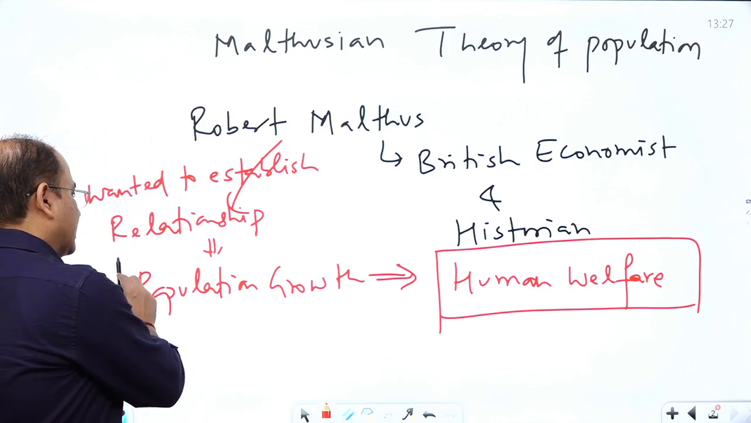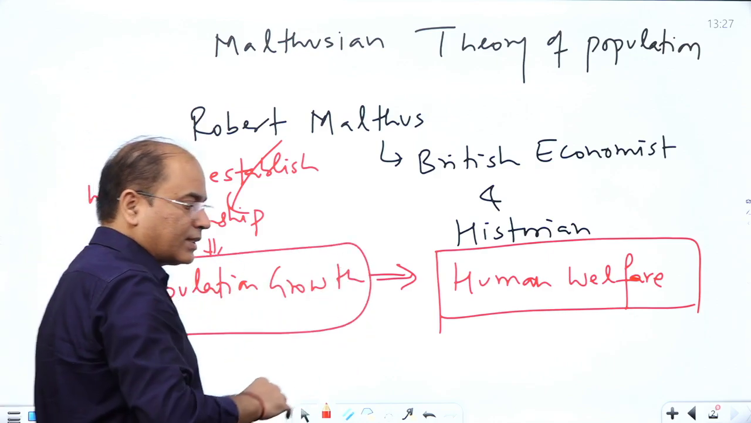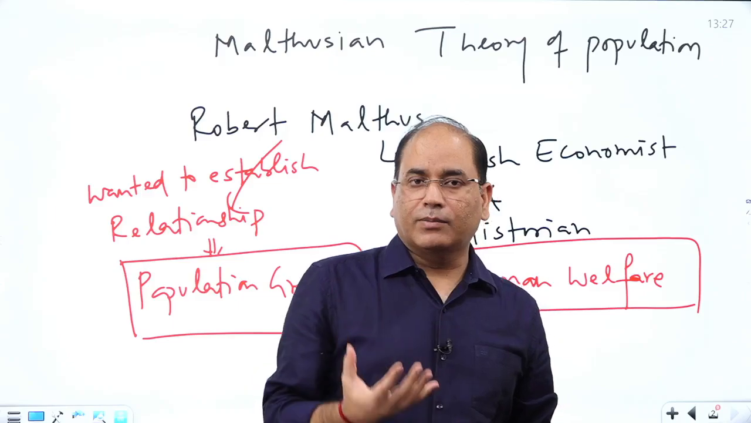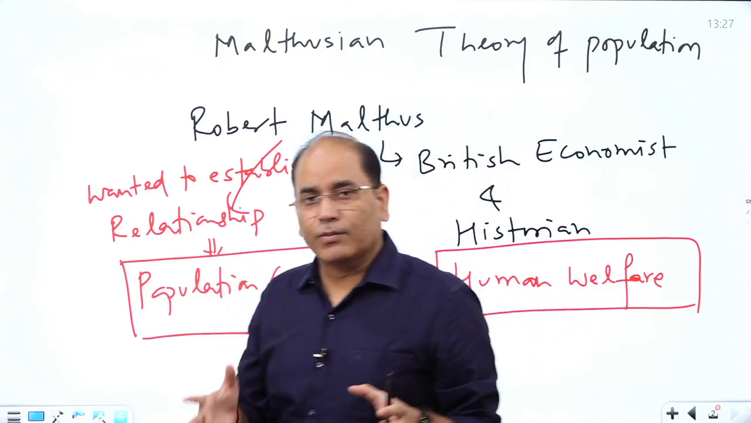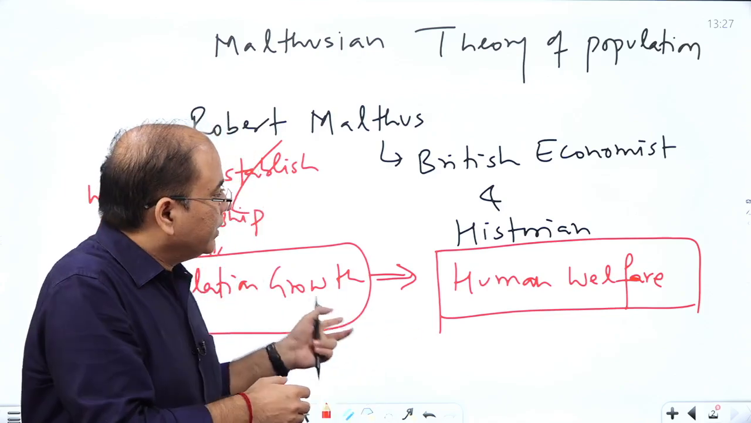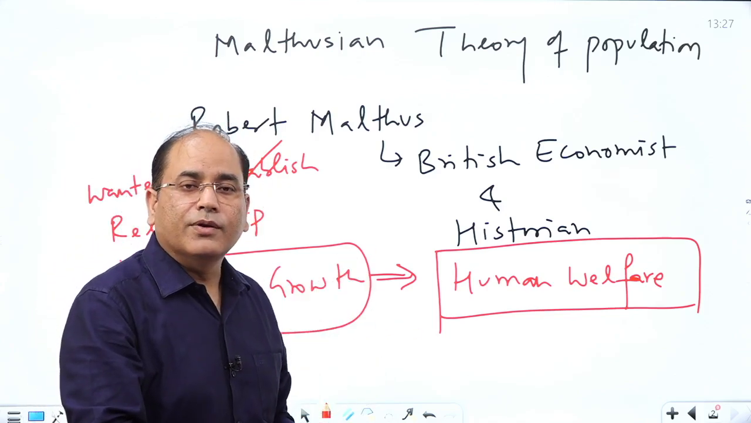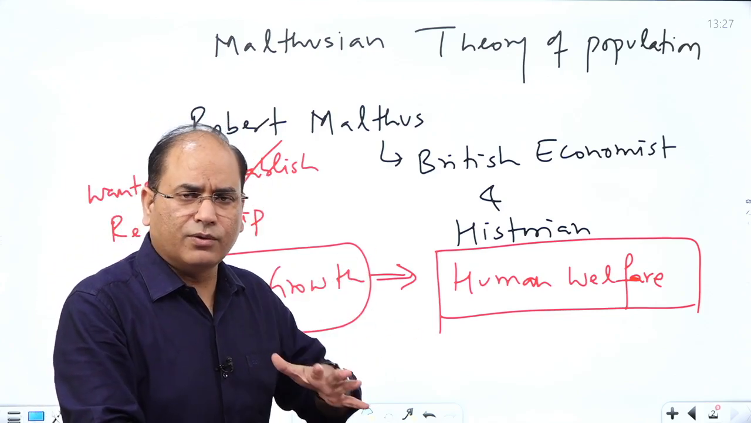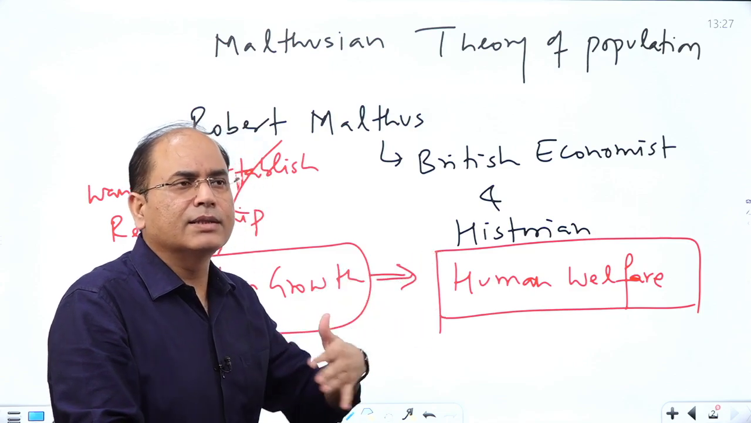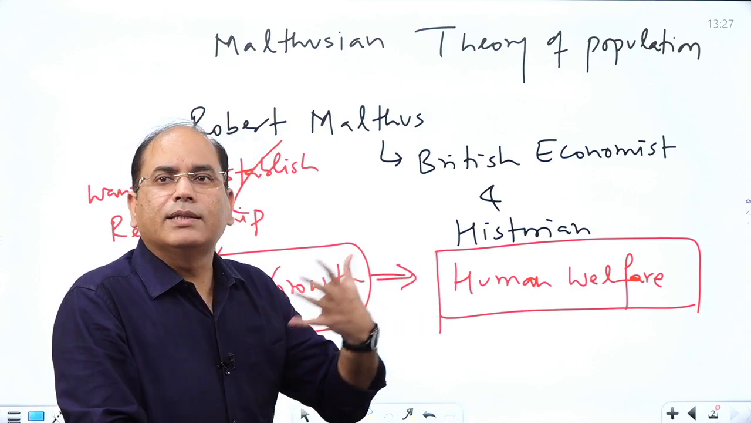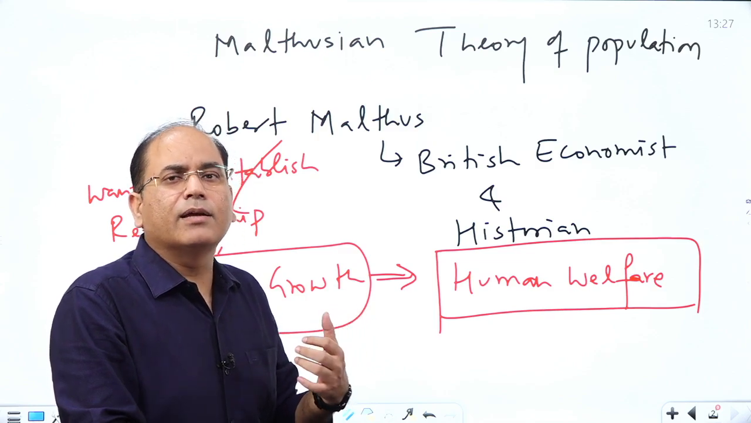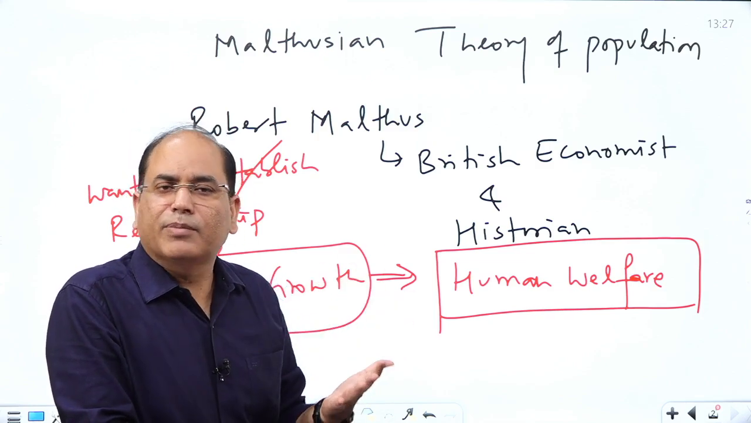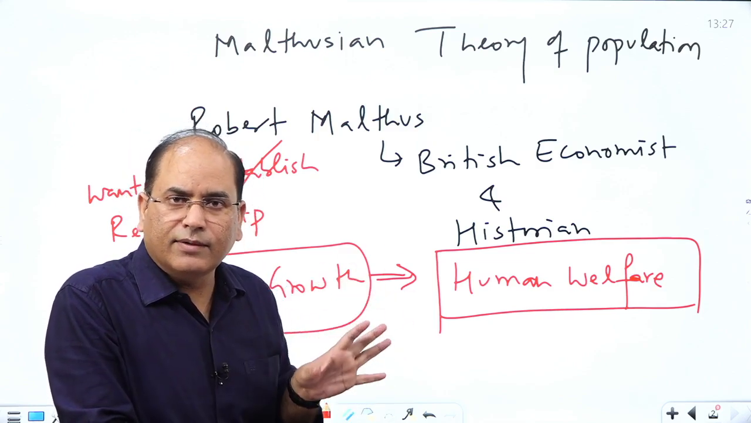So he was trying to study the population growth. He was trying to predict the population growth. But this population growth is not in isolation. This population growth is within the backdrop of human welfare. So his whole idea was associated with how the society will get benefited, whether the society is going to get benefited or there will be some negative impact of this. So his whole idea was that only.